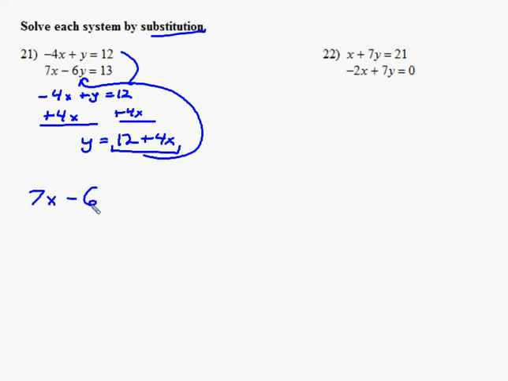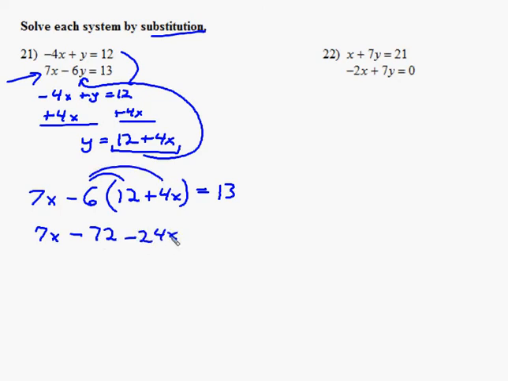7x minus 6 times y, but now I know that y is equal to 12 plus 4x, so I'm substituting that in, and that's equal to 13. So I put it into this equation. Now if you look here, all I have are x's in this, so now I can solve for x. I'll distribute. So negative 72 minus 24x equals 13. We've got like terms. We got a 7x and a negative 24x, which is negative 17x minus 72 equals 13. We'll add 72 to both sides.